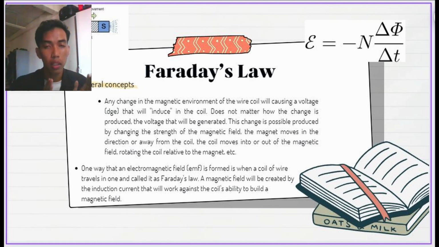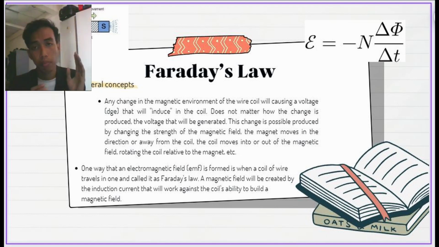How to read it? EMF equals negative N, which is the number of turns of the coil, times the change in flux, over the change in time. So it is the total change of flux over the total change of time.